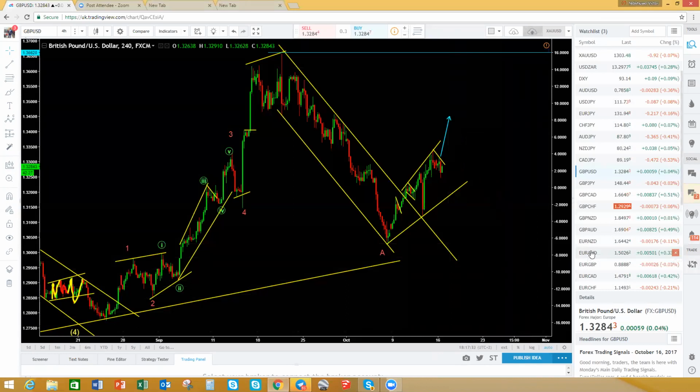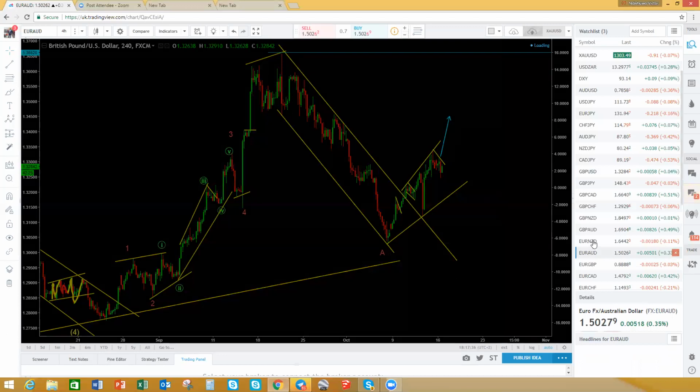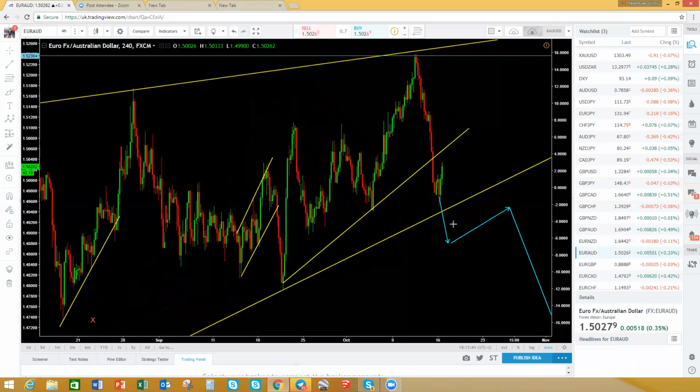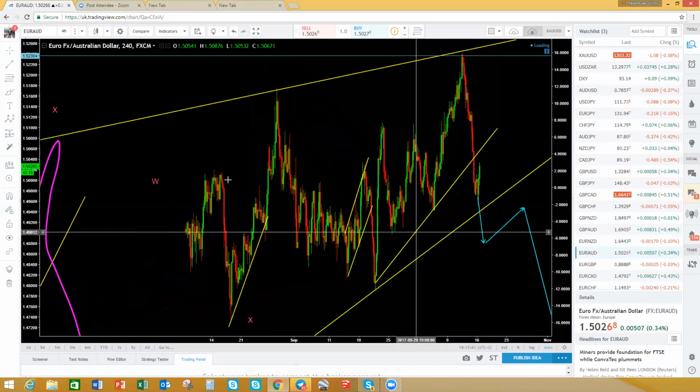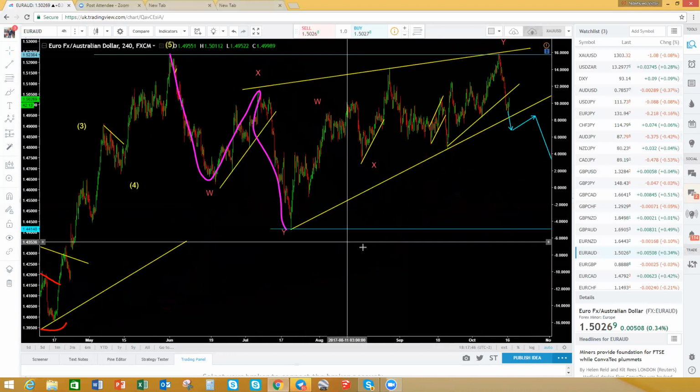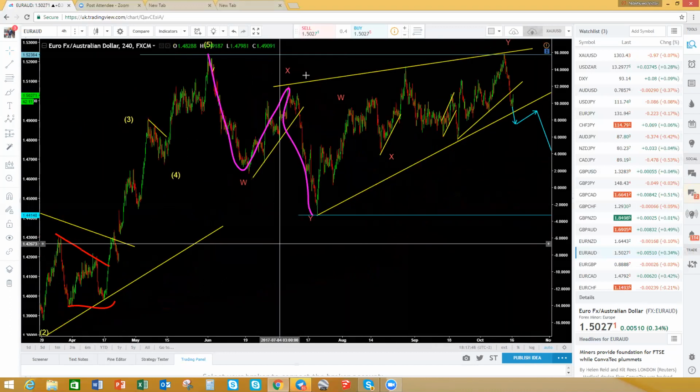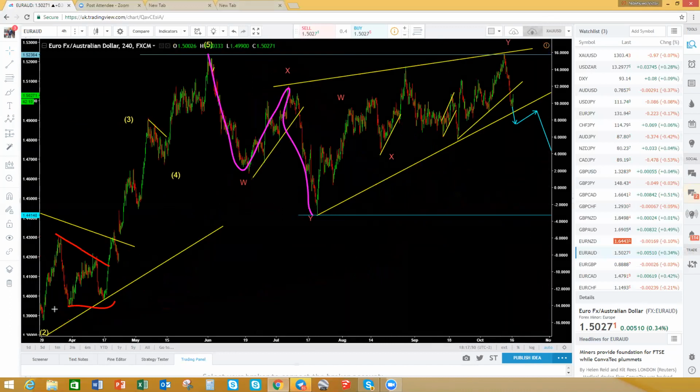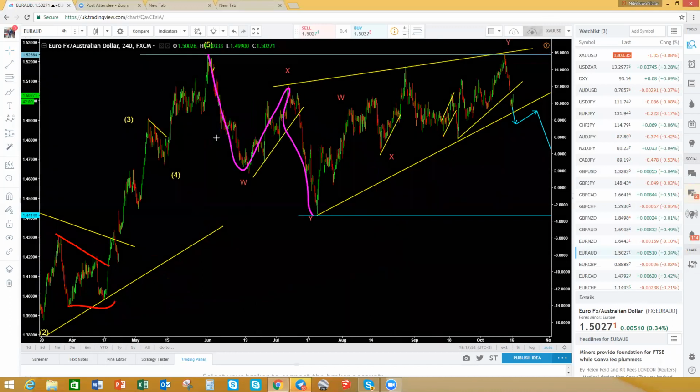Euro Aussie. Let's look at Euro Aussie. Euro New Zealand, we actually closed off profits on wave 5 last week. We're going to do Euro Aussie just now. Okay, so this one, very nice. Okay, impulse. Okay, we'll take this off.